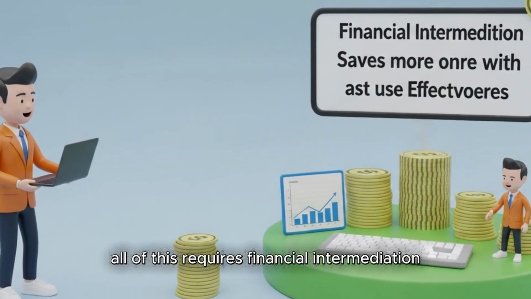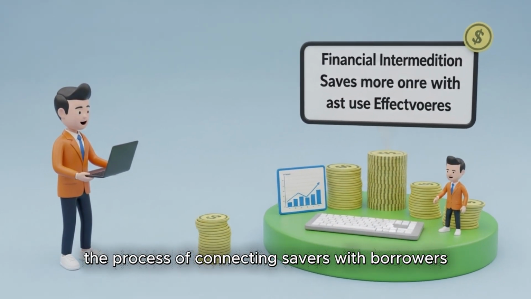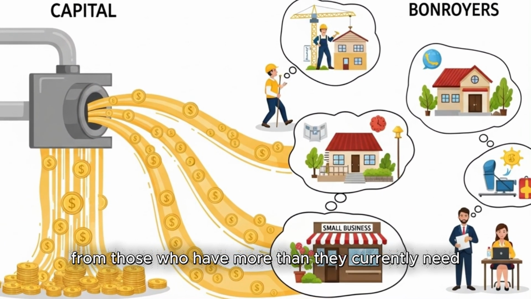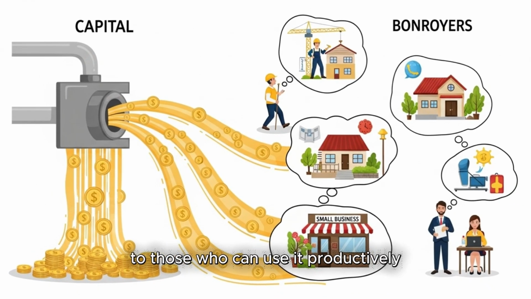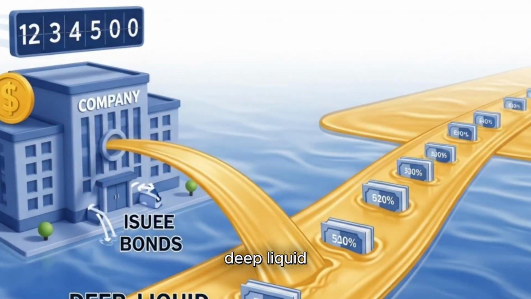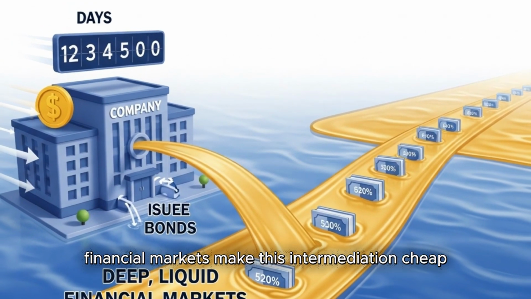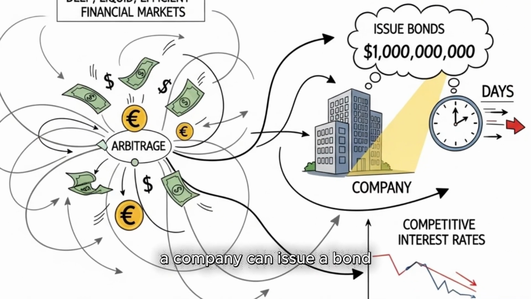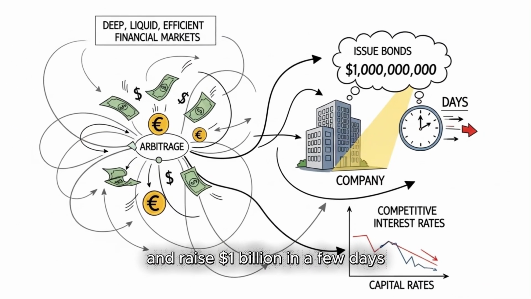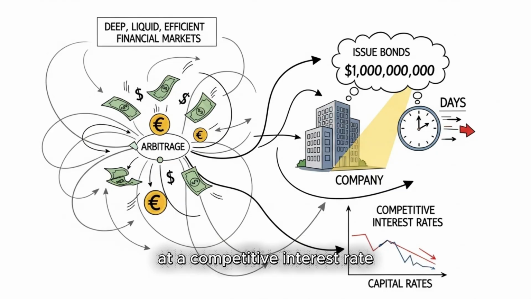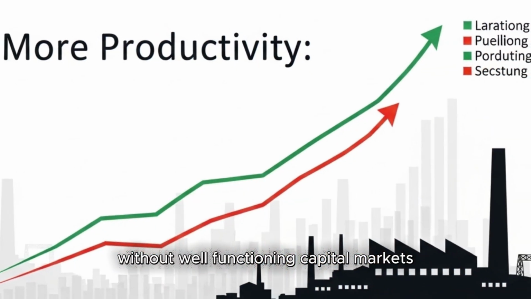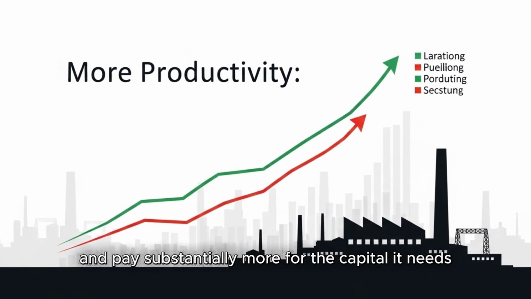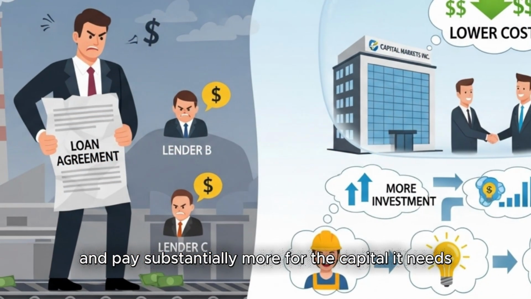All of this requires financial intermediation, the process of connecting savers with borrowers, of channeling capital from those who have more than they currently need to those who can use it productively. Deep, liquid, efficient financial markets make this intermediation cheap. When capital markets function well, a company can issue a bond and raise $1 billion in a few days at a competitive interest rate. Without well-functioning capital markets, that same company might spend months negotiating with individual lenders and pay substantially more for the capital it needs.